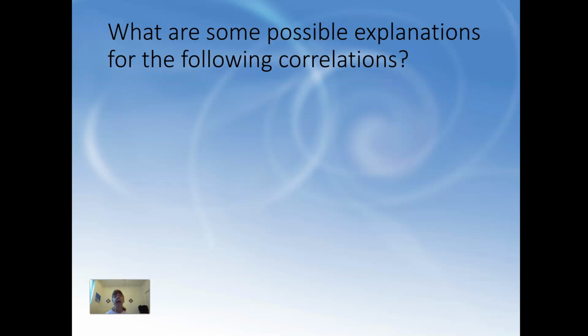So to emphasize that, I want to show you some actual correlations that exist and have you think about possible explanations for why those correlations exist. What could have caused them? Because there's always more than one possible explanation. There's not going to be just one.